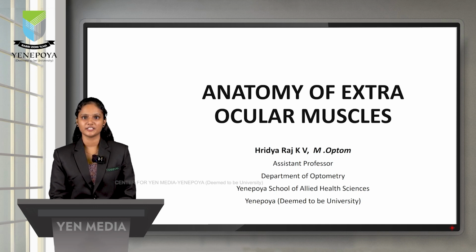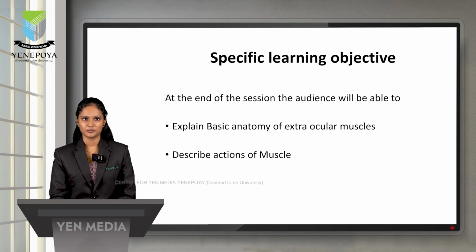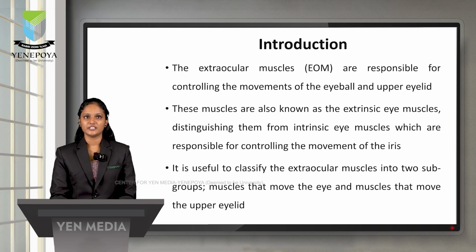Today we will be discussing the anatomy of extraocular muscles. To begin with the specific learning objective, at the end of the session, the audience will be able to explain the basic anatomy of extraocular muscles and describe the actions of the muscles. To begin with the introduction, the extraocular muscles are responsible for controlling the movement of the eyeball and upper eyelid.